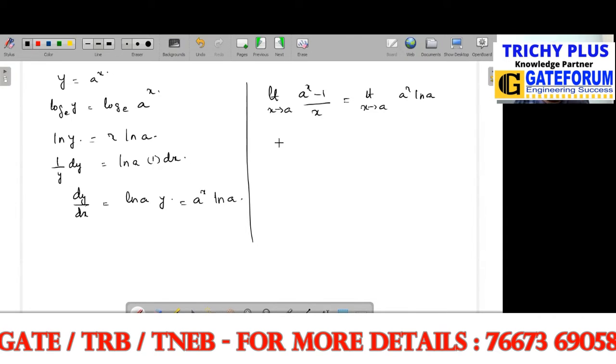Sorry. Okay. So this is what we were talking about, right? Differentiate a power x, you'll be getting a power x ln a. One differentiated gives 0, and x differentiated gives 1. Okay. Fine. Are we missing something? Let me check.